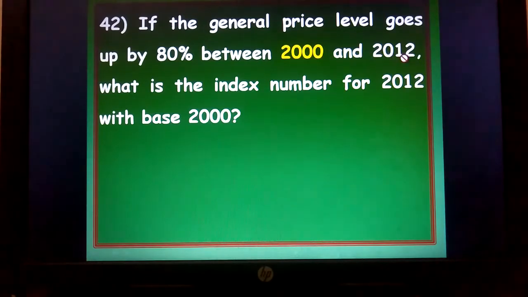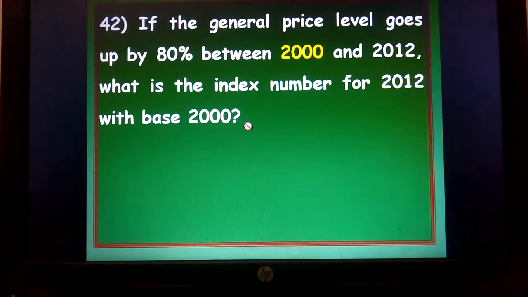In 2012, what has happened? The price level has gone up by 80%. That means 100 was already there, and 80% has gone up, so 100 plus 80 equals 180. So what is asked in the question? Look at the cursor. What is the index number for 2012? Here we have concluded already 2012 to be the current year, with the base year 2000.